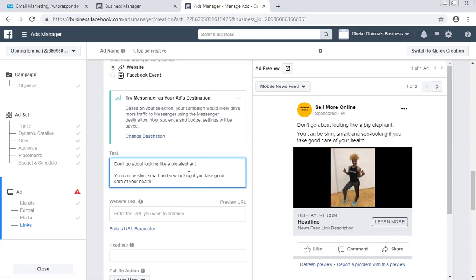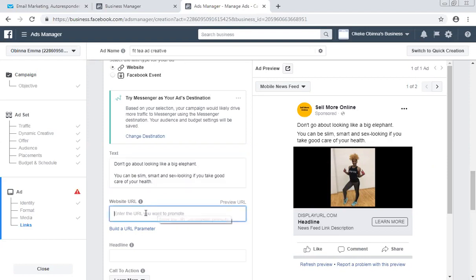So this is your ad copy, your Facebook ad copy. This is where you write something that will prick your audience's, your prospect's curiosity, that will make them click on your advert to find out more about the product you are selling. Okay, so that is what we call this, where you place your Facebook ad copy.